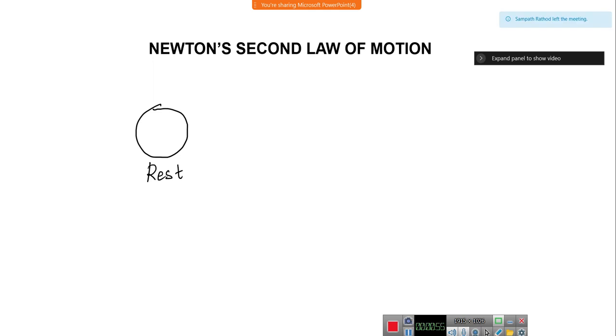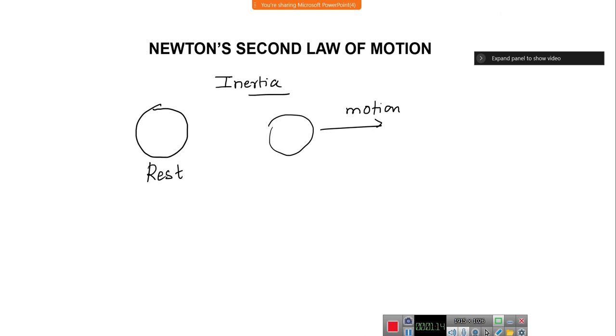So if it is at rest, it will oppose any change we make to make it move. Or if the body is in motion, again it opposes coming to rest, and that property is called inertia. Please pronounce it properly. And that itself is Newton's first law of motion. And then we have seen what is Newton's second law of motion.